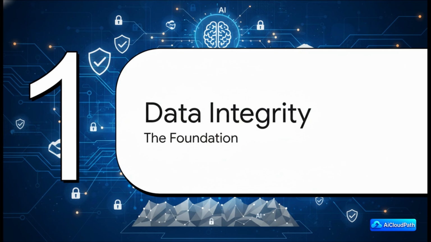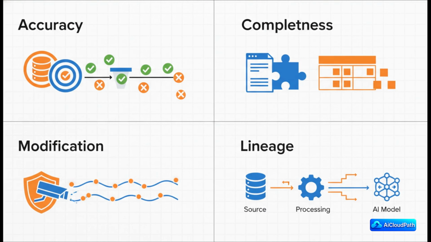Okay, let's get into our first pillar, the foundation. We're talking about data integrity. Because look, before you can even dream of training a trustworthy AI, you absolutely need trustworthy data. It's the bedrock. Everything else is built on top of this. So what does good data even mean, really? Well, it breaks down into four parts.